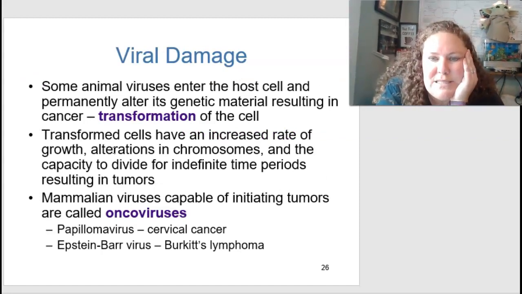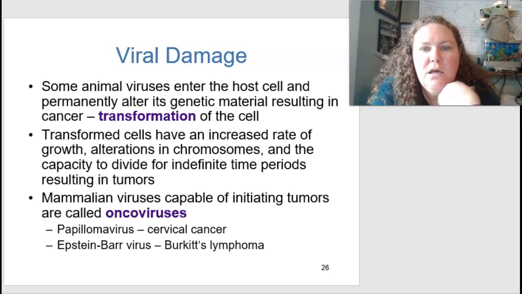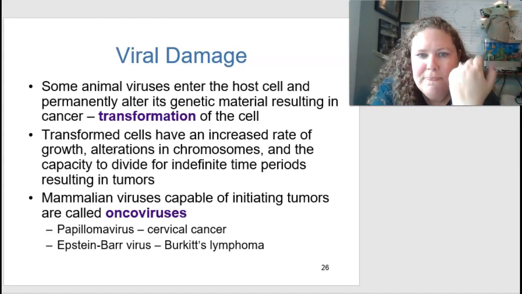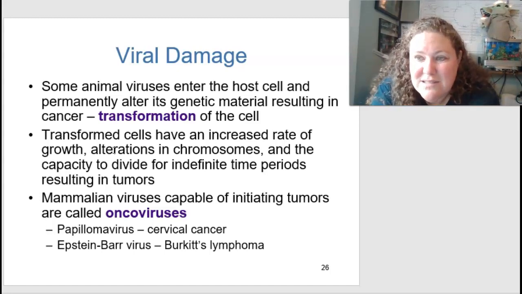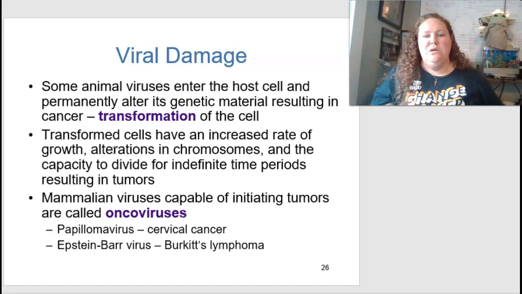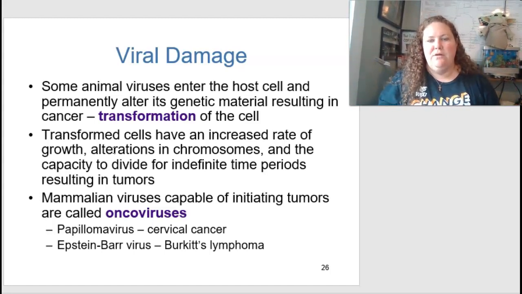So what about viral damage? Some animal viruses can enter the host cell and permanently alter its genetic material, which results in cancer. This would be a transformation of the cell. The transformed cells have an increased rate of growth, alterations that occur to their chromosomes, and the capacity to divide for an indefinite amount of time that can result in tumors. Because what is cancer? It's uncontrolled cell growth. So it's basically taking over. Those mammalian viruses capable of initiating tumors are called oncoviruses. One example would be Papillomavirus, which causes cervical cancer, or Epstein-Barr virus, which causes Burkitt's lymphoma.